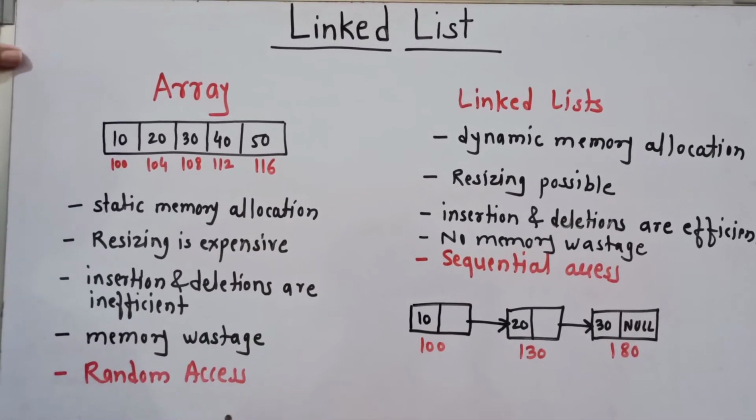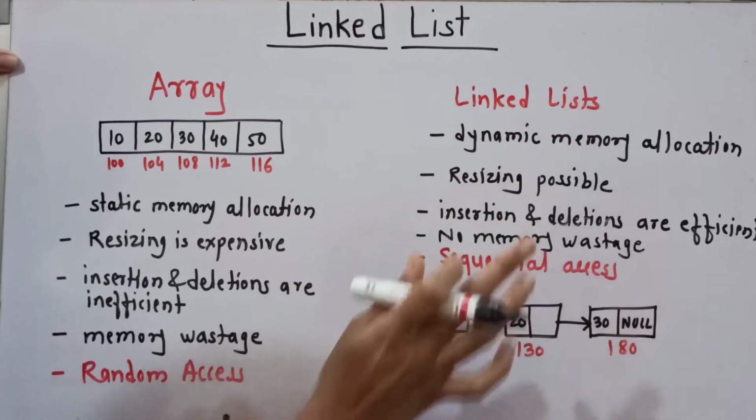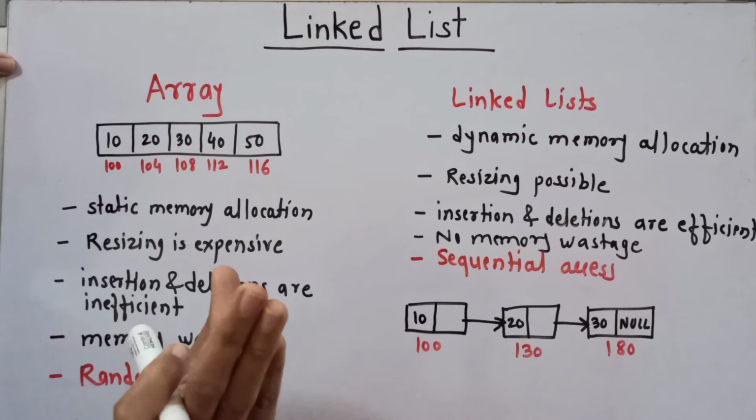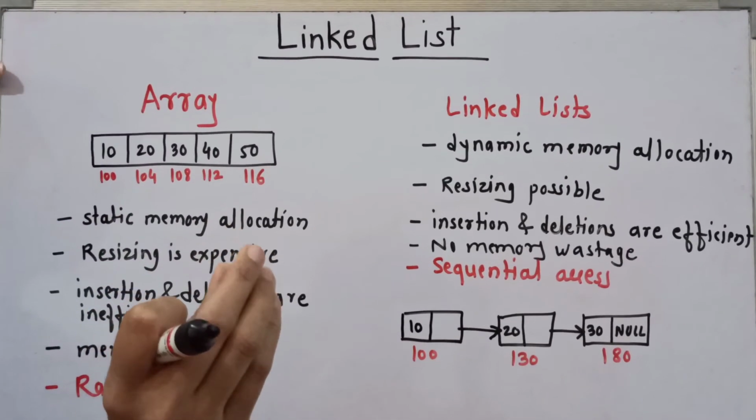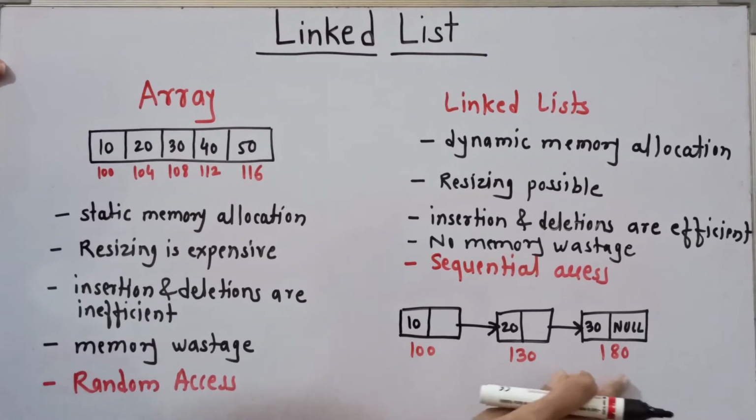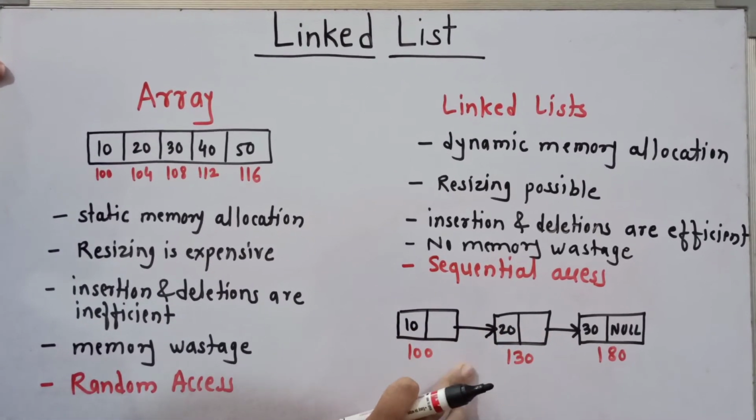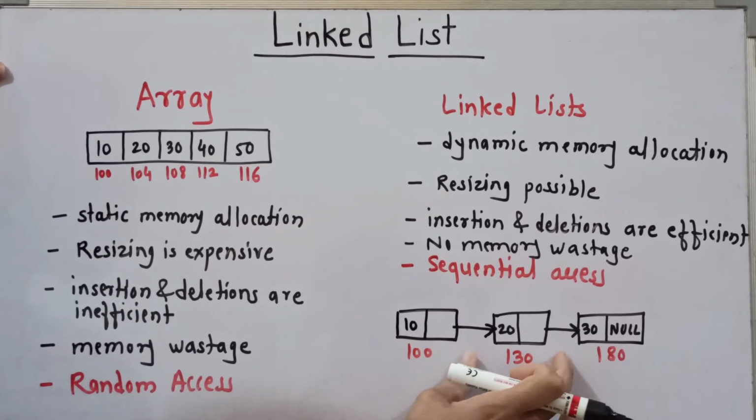Now, what is meant by a linked list? As the name indicates, list is a collection of elements, and linked means they are linked together. Different elements are connected together through a link, that's why it is called a linked list, and the elements in the linked list are called nodes.